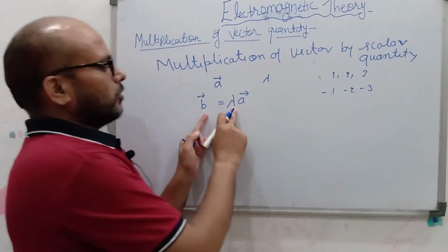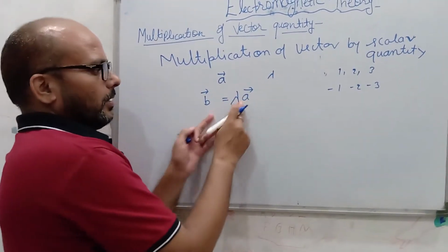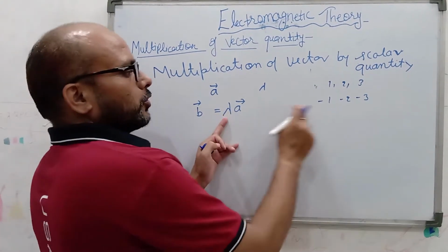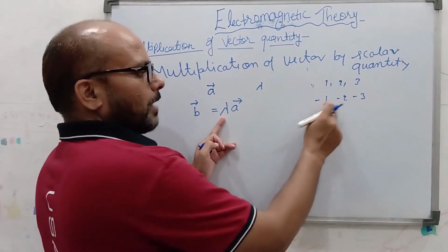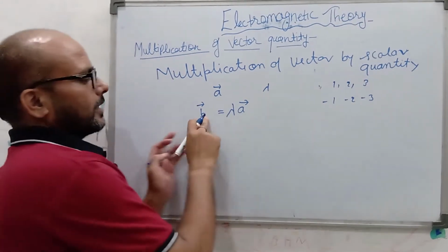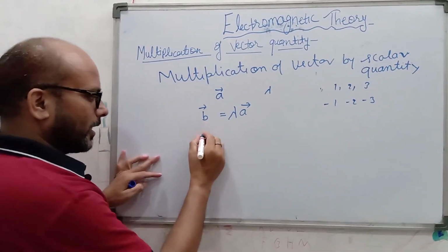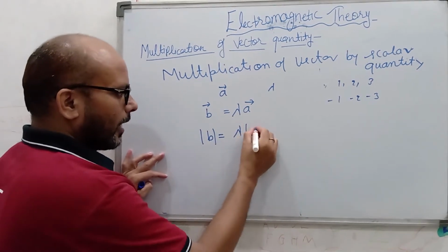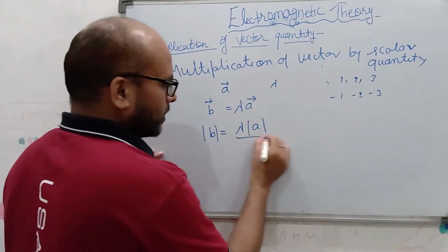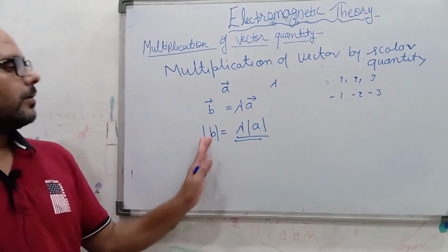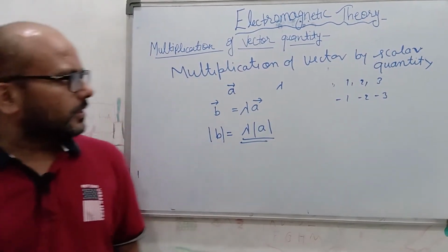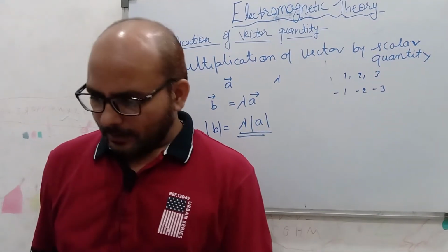It means the magnitude basically depends upon lambda. If lambda is, suppose, -1 or -2, then the direction of the B vector changes. So the magnitude of the B vector is equal to mod lambda times mod A. This is the magnitude of the resultant vector B. So very simple.